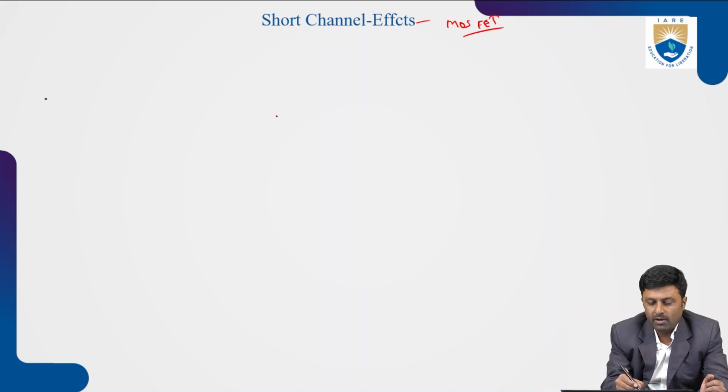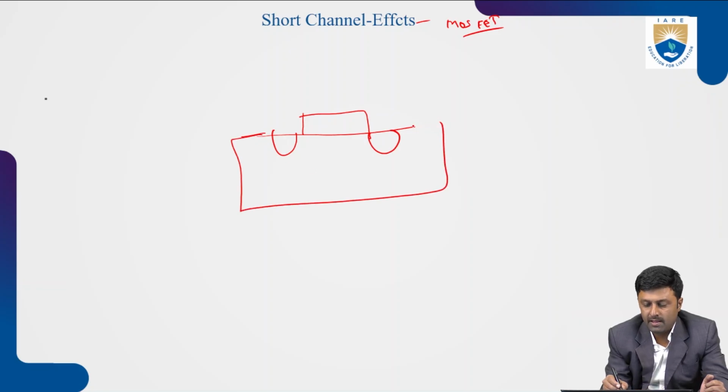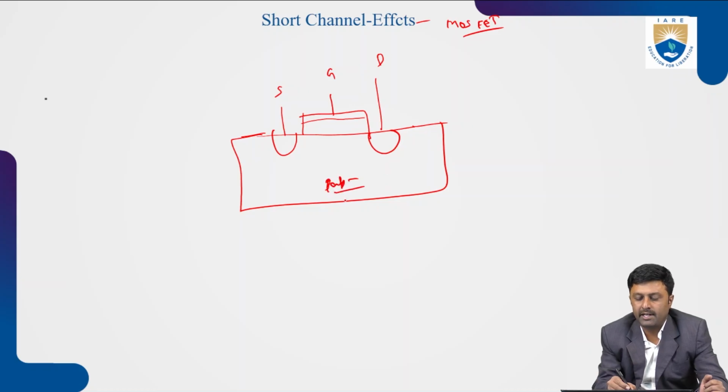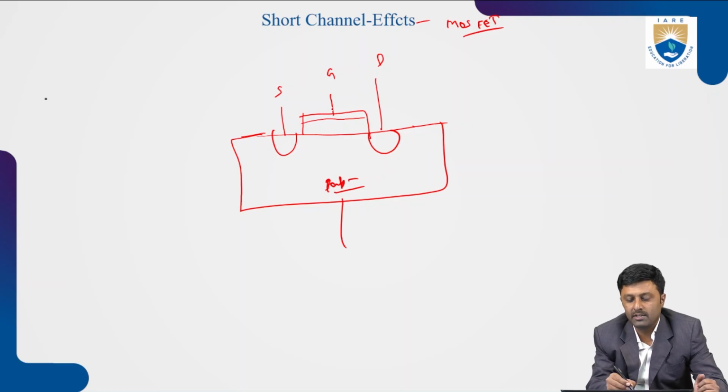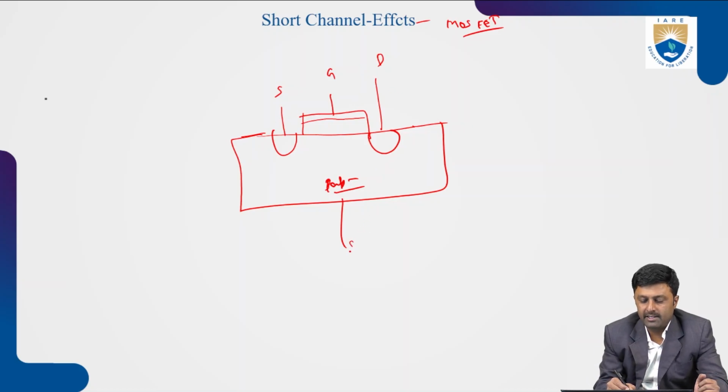So we know this is the structure of the MOS. Okay, I'll take a MOS. So this is source, this is gate, this is a drain, and this is the substrate. So 4 terminals: source, gate, drain, and the substrate.